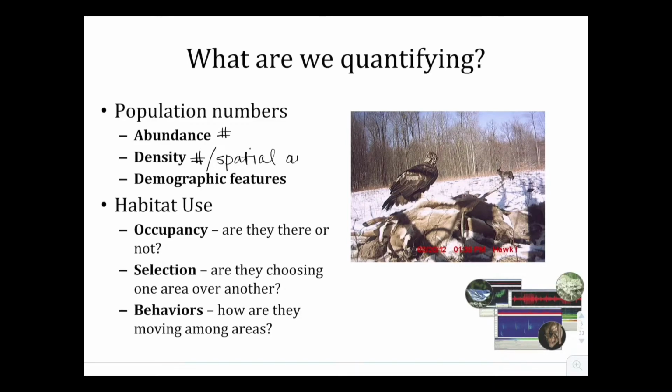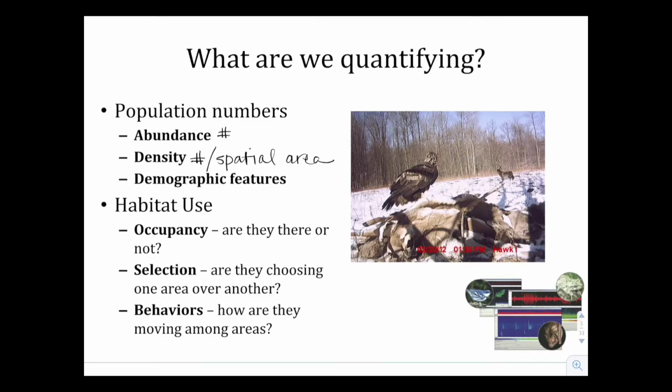And you can think of this as number per square mile. You can think of this even if it's much smaller than that. And then also we can talk through some demographic features as well, like births and deaths. We can think about immigration and emigration. Now, when thinking about population numbers, we can also look at habitat use to get at that number as well.